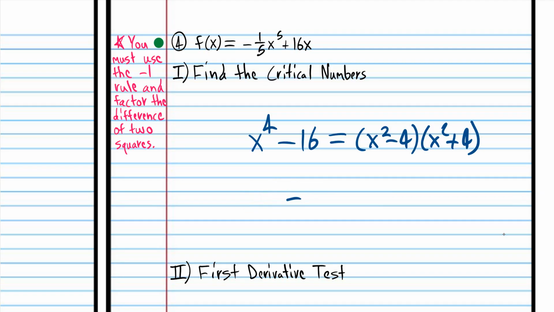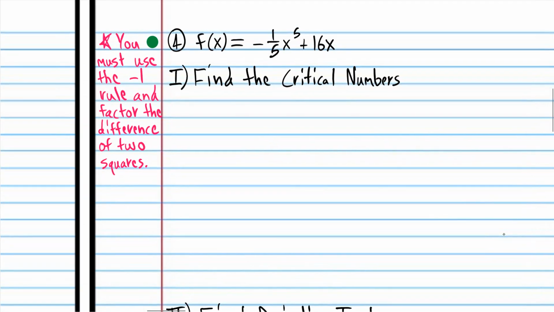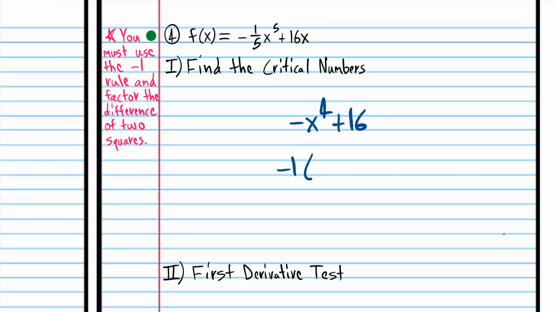And be aware that you can continue to factor to x minus 2 and x plus 2, and the x squared plus 4 doesn't really factor, because it's the sum of two squares. Now your problem is not going to be exactly the same as that, but it's going to be similar. Also, you're going to get something like negative x to the 4th plus 16. You can't really factor that. You have to factor out a -1 first. So these are the things that you're just going to be expected to know how to do in the calculus curriculum.